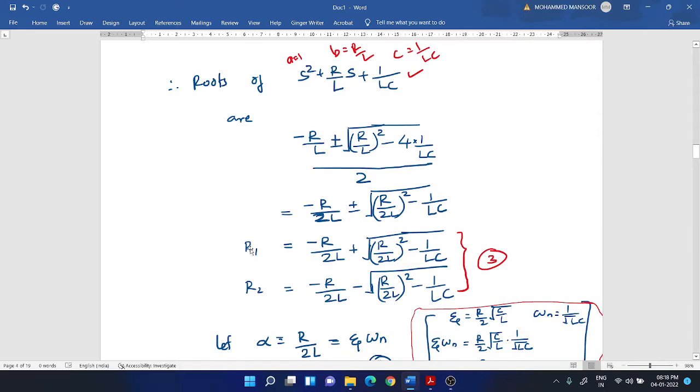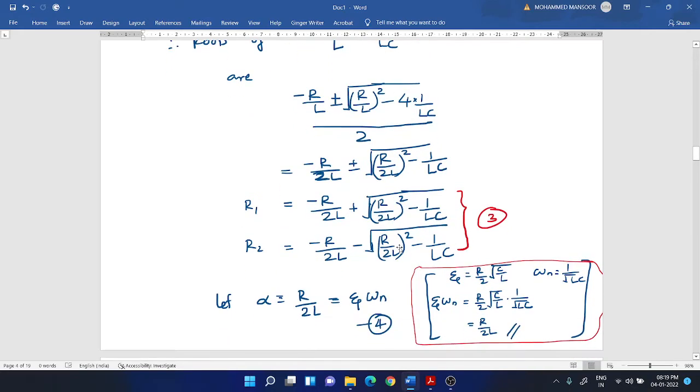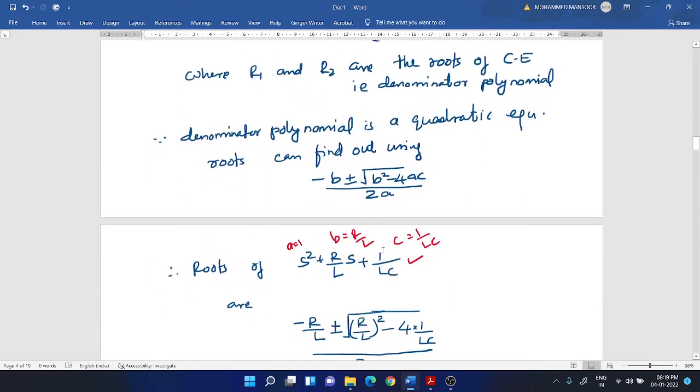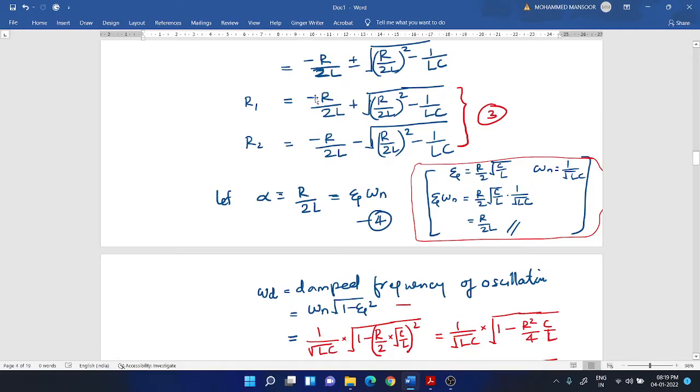Finally, we obtain the roots R1 as minus R by 2L plus root of R by 2L all square minus 1 by LC, and for R2 the plus becomes minus, and these two equations are combined and represented as equation number 3. Now we can call the real part, R by 2L, alpha. So alpha is equal to R by 2L. This can be expressed in terms of damping ratio and natural frequency of oscillation as in equation number 4. The proof is written over here, so please go through it.